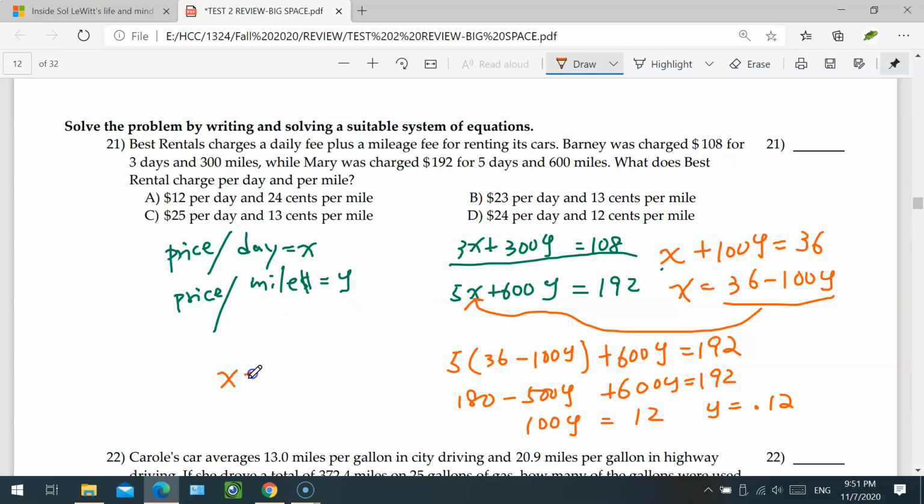Let me put the x here. So x is equal to 36 minus 100 times 0.12. So 36 minus 12, which is 24. So this is 24, there you go. The unit price per day is $24. The unit price per mile is 12 cents. So we go with option A.